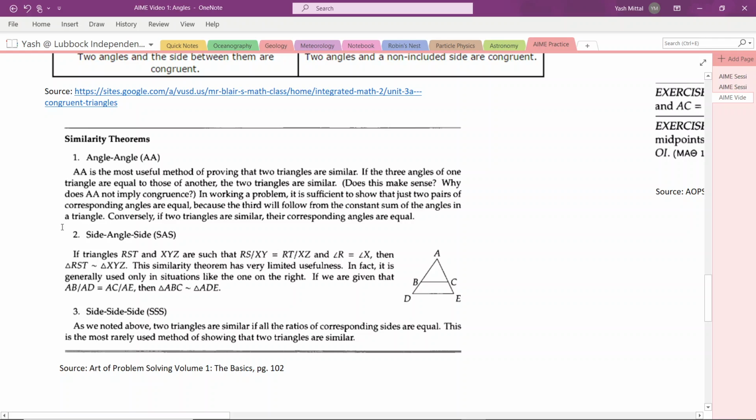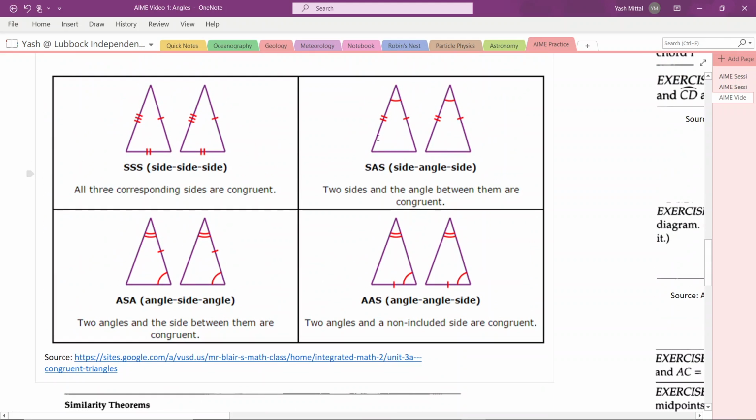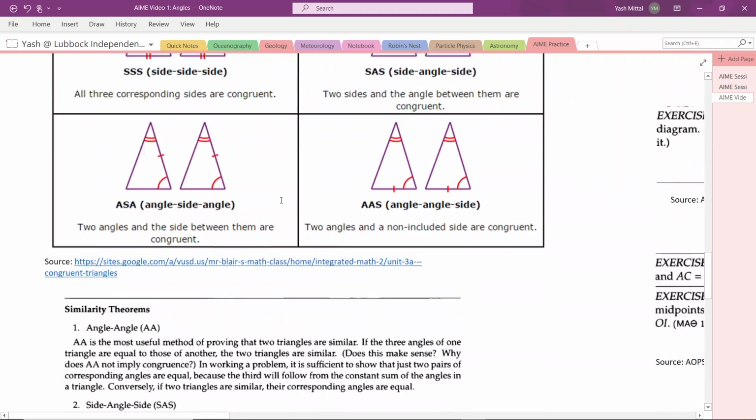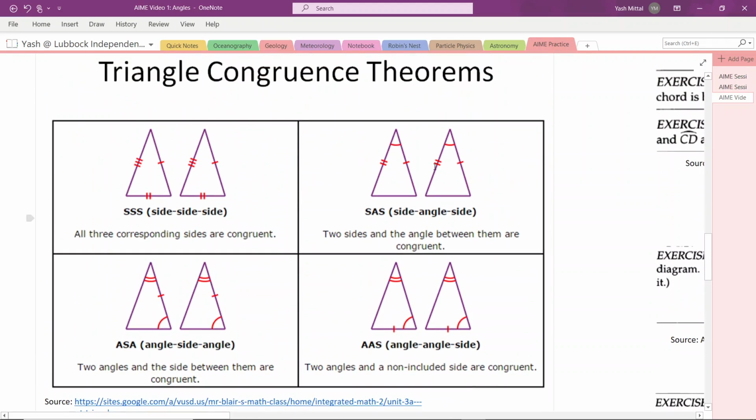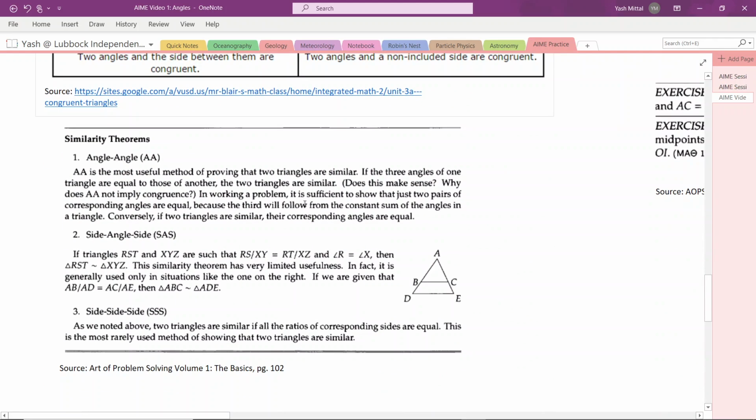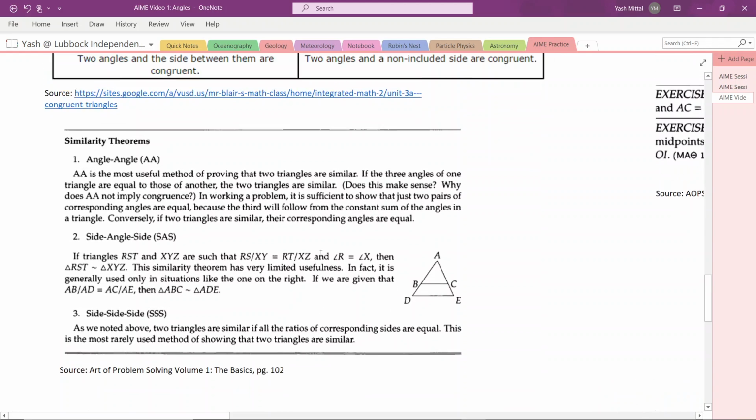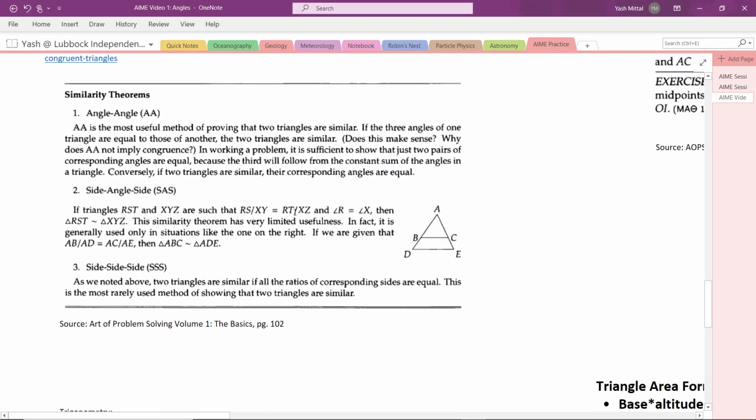And to show similarity, angle angle is one of the most useful theorems because if you know two angles, you can figure out the third one. Side angle side is similar to this one right here, but instead of showing that these two sides are equal, for example, you show that this side and this side, in a ratio, is equal to this side over this side as a ratio. In other words, you're showing that these two sides are proportional.